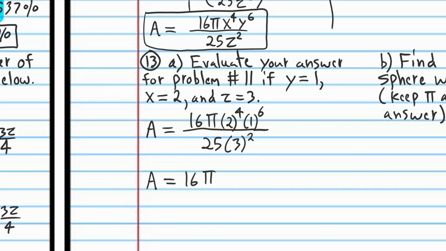So 2 to the 4th power, 2 times 2 is 4, times 2 is 8, times 2 is 16, so that's going to be 16. And then 1 to the 6th power is 1 times 1 times 1 times 1 times 1. And when you just multiply 1 by itself a bunch of times, you're just going to get 1. And then 3 to the 2nd power is 9. So again, I had to simplify the numerator, then simplify the denominator. Do not divide these until you simplify the numerator and the denominator first.